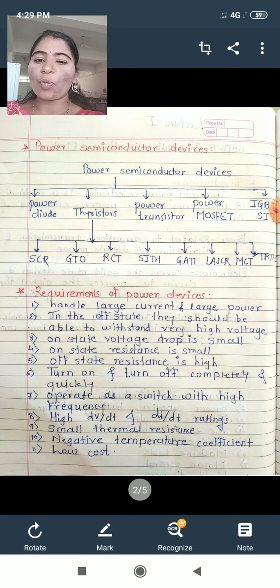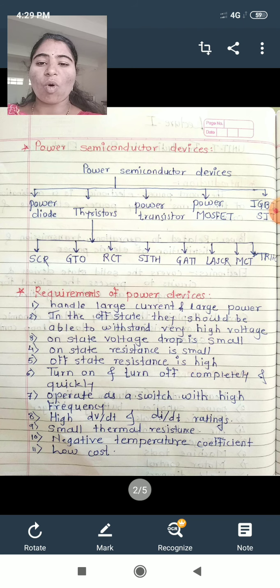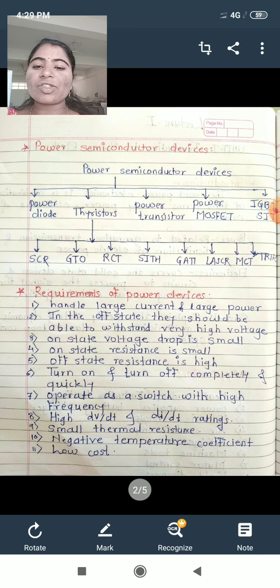Next, in the off state it can handle very high voltage. And next, the on-state voltage drop is very small in these power devices. Then fourth, on-state resistance is very small, and off-state resistance is very high. This is the basic need of any device which can run properly. Next is turn on and turn off completely and quickly, means we can turn on the SCR and turn off the SCR quickly, fast as well as completely.